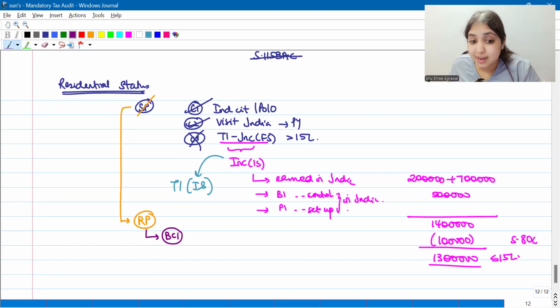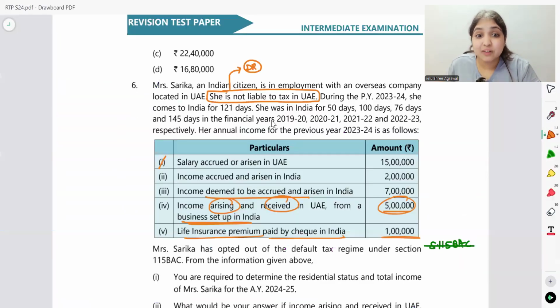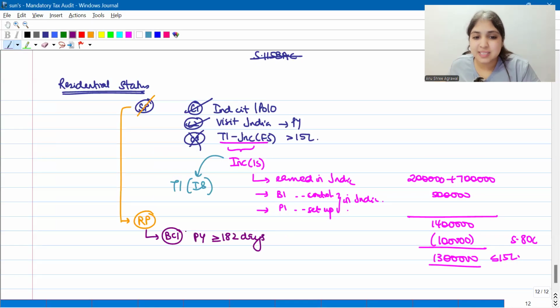Basic condition 1: in the previous year, did the assessee stay in India for at least 182 days, guys? The question says the assessee stayed in India for only 121 days. So basic condition 1 is not fulfilled. Then comes basic condition 2. In the regular provision, basic condition 2: pause, check, think.